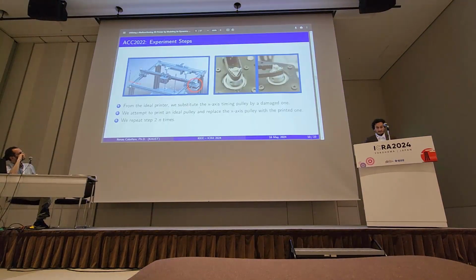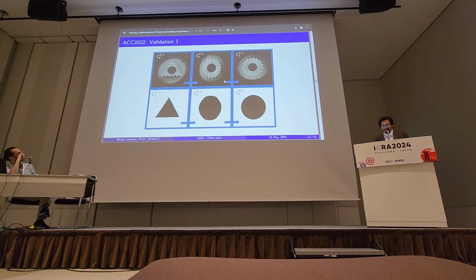So in our previous work, we damaged the 3D printer and saw if it could achieve self-repair. We damaged the tiny pulley here, which is the pulley that controls the x-axis movement of the nozzle when the x-axis motor rotates. We substituted the ideal pulley, which is a circular one, with a triangular one, just to simulate a fault. And we attempted to print an ideal circular one and claim that we achieve self-repair. When we did this experiment, trying to print a circular one, what we got was a kind of oval-shaped one, which is not ideal.